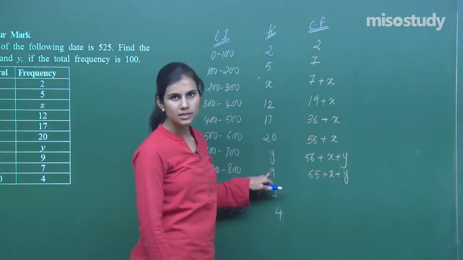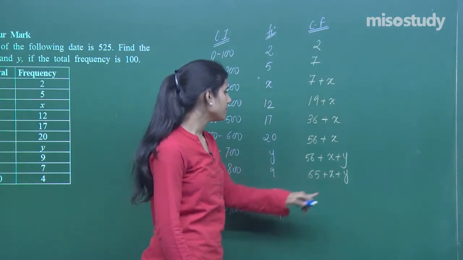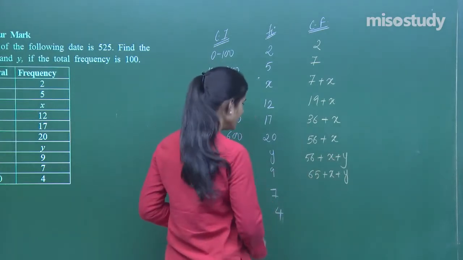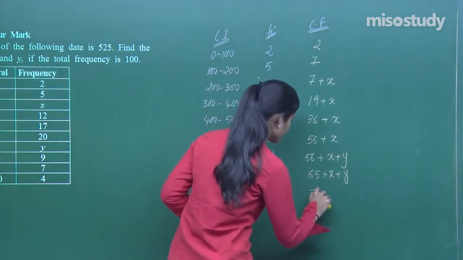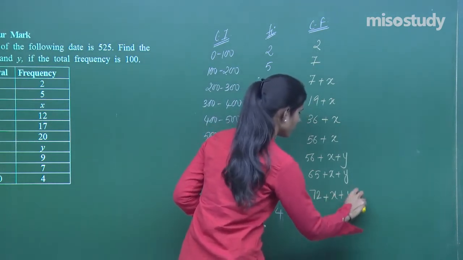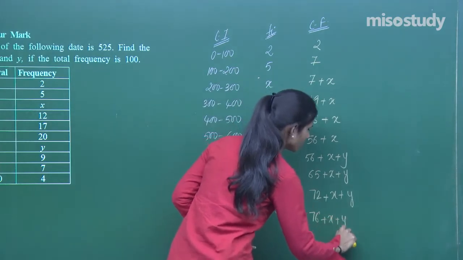56 and 4 is 60. 60 plus 5 is 65. So 56 plus 9 is 65. 56 plus x plus y plus 9 is 65 plus x plus y, plus 7 is 72 plus x plus y, and this becomes 76 plus x plus y.